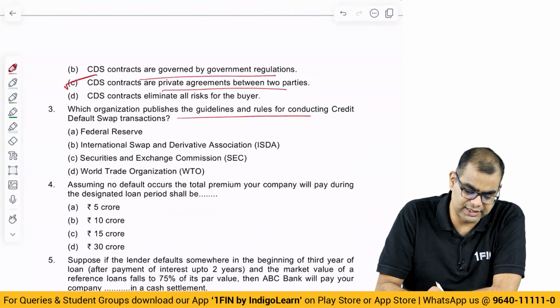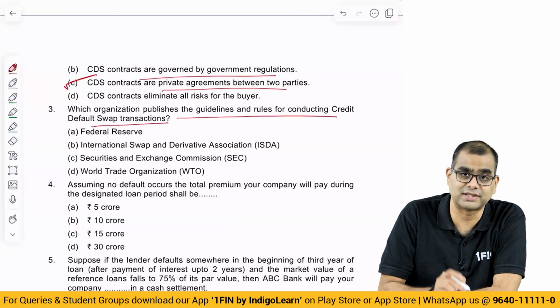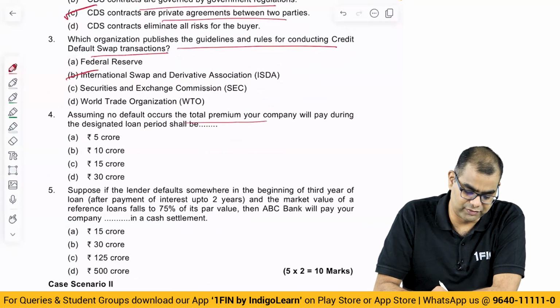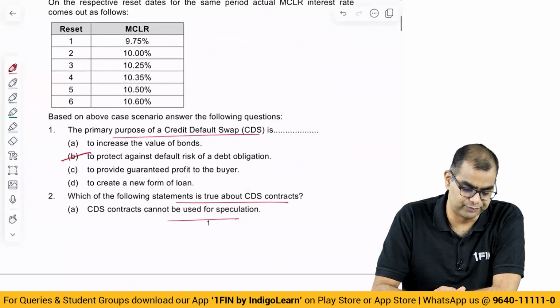Which organization publishes guidelines and rules for conducting credit default swap transactions? ISDA. Yes. Then, assuming no default, what will the premium be? If suppose the lender defaults, the market value of the reference asset falls to 75. Okay, these two we have to go through the case.